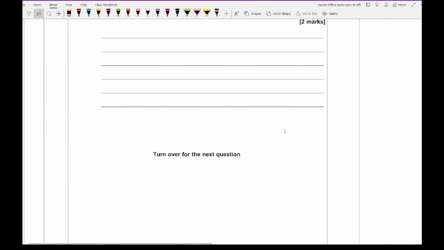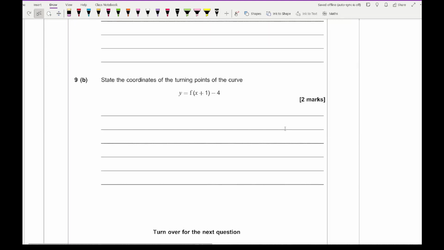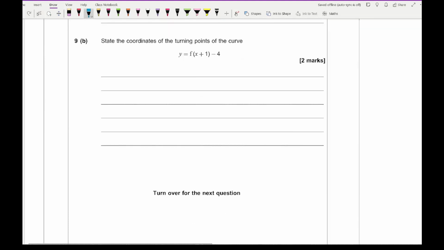Then moving on to question B, which I seem to have sidetracked. So here we're looking at graph transformation. It says state the coordinates of the turning points of the curve, and then here we've got this function. Now as you can see, we are affecting both the x-ordinates and the y-ordinates. So by adding 1 to x, we subtract 1 from the x-ordinate, and by taking away 4, we subtract 4 from the y-ordinates.